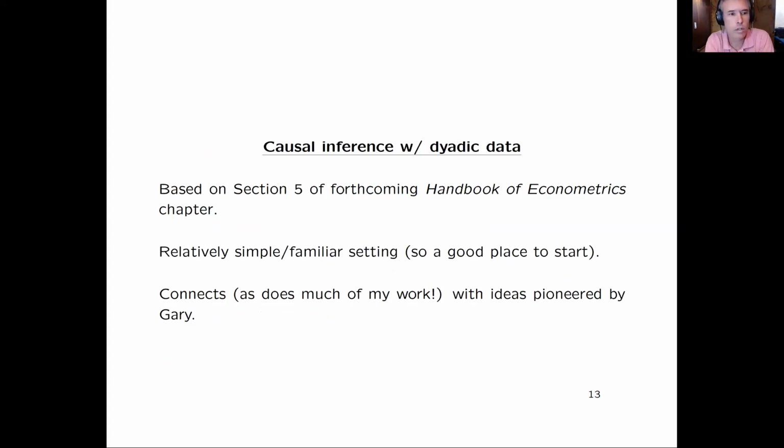Okay, so what I want to do in the last 10, 12 minutes or so is talk a little bit about a research question that involves networks, and it is a causal inference question. So I thought I would do that because it's a relatively simple and familiar setting, so it's a good place to start. And there's some nice connections to Gary's work, so I thought it would be appropriate for that reason as well.